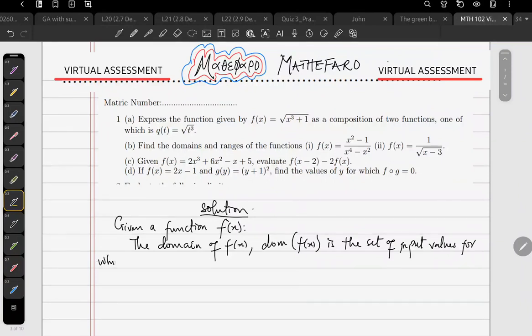for which the function is defined. So any input for which the function will not be defined will be thrown out of the domain, thrown out of the real number system. Because at this level of the course, whatever function we are dealing with, we are dealing with real numbers. So if any input value will not work well with the function, we have to remove it from the real values, and what we have left will be the domain of the function.